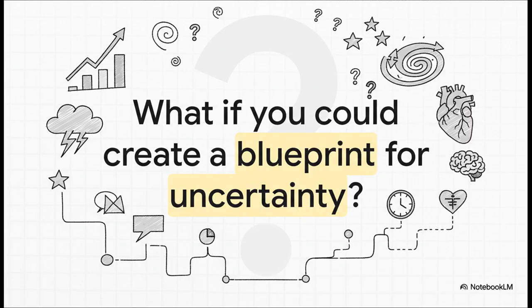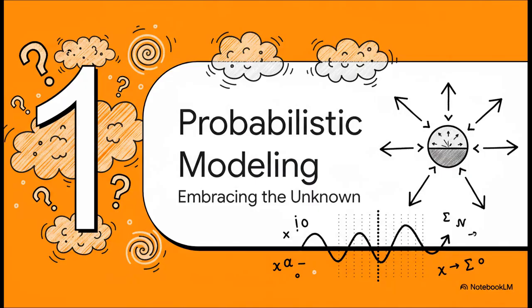But what if you could actually create a blueprint for that uncertainty? A map that doesn't just point to one single destination, but instead shows you an entire landscape of possible outcomes. Well, that's exactly what we're exploring today. So, let's kick things off with the most important question. What in the world is probabilistic modeling? At its core, it's really a way of thinking that totally embraces the unknown instead of trying to ignore it.